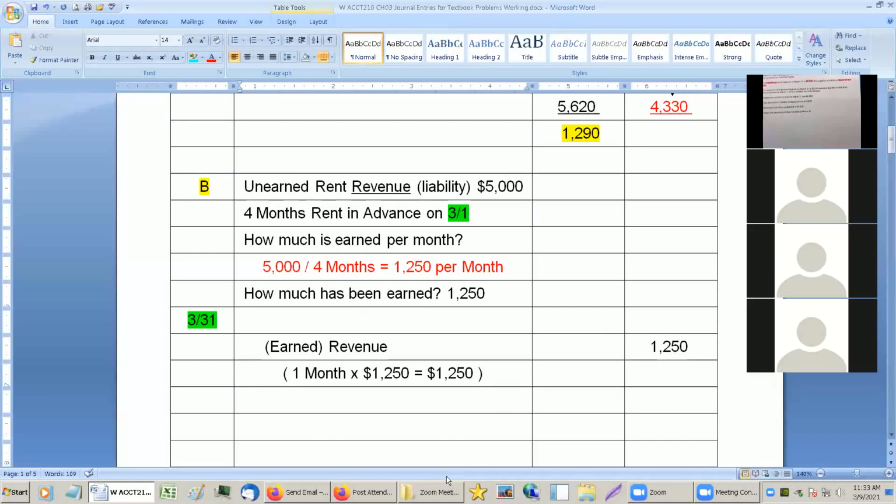And we have to take some out of this unearned revenue, right, because we don't owe them $5,000 anymore. We earned 1 month's worth of that. So this would be unearned rent revenue, a liability going down, for 1,250.